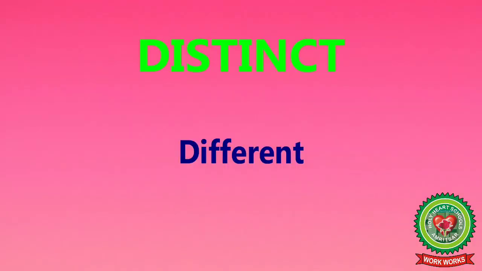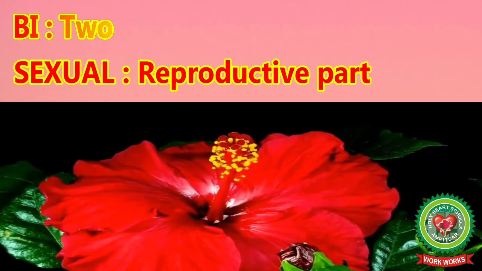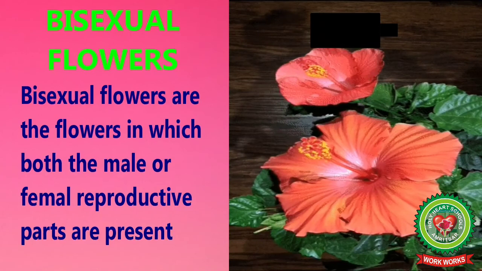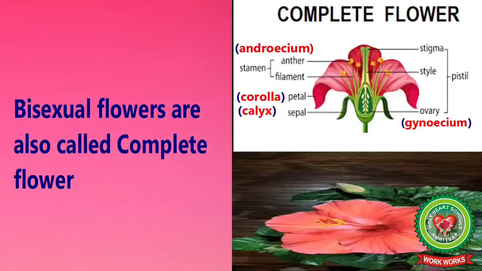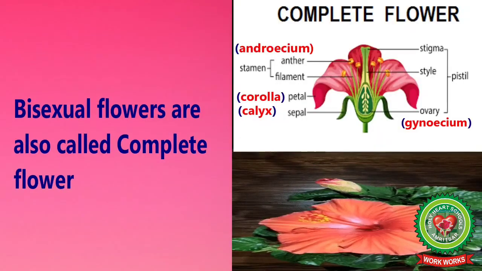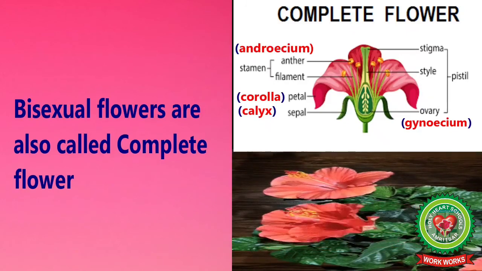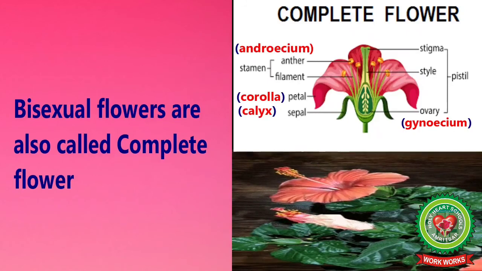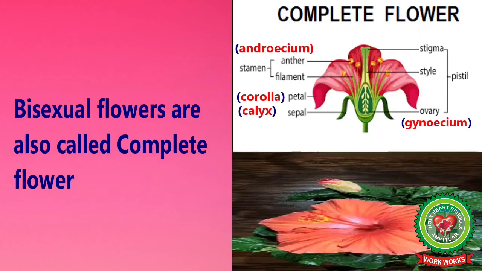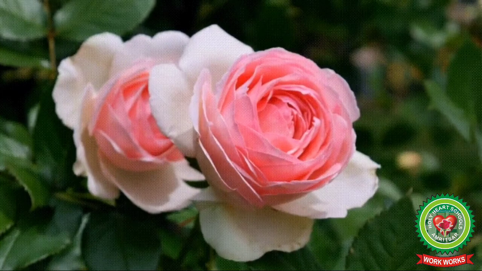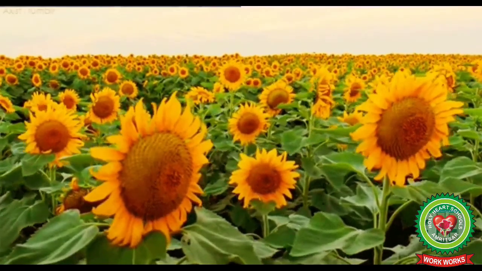Now the next type is bisexual flower. Bi means two and sexual means reproductive part. So students, bisexual flowers are the flowers in which both the male and female reproductive parts are present. Students, these flowers are also known as complete flowers as they contain all the parts of the flower including androecium and gynoecium in the same flower. Students, examples of bisexual flowers are rose, hibiscus, sunflower, etc.